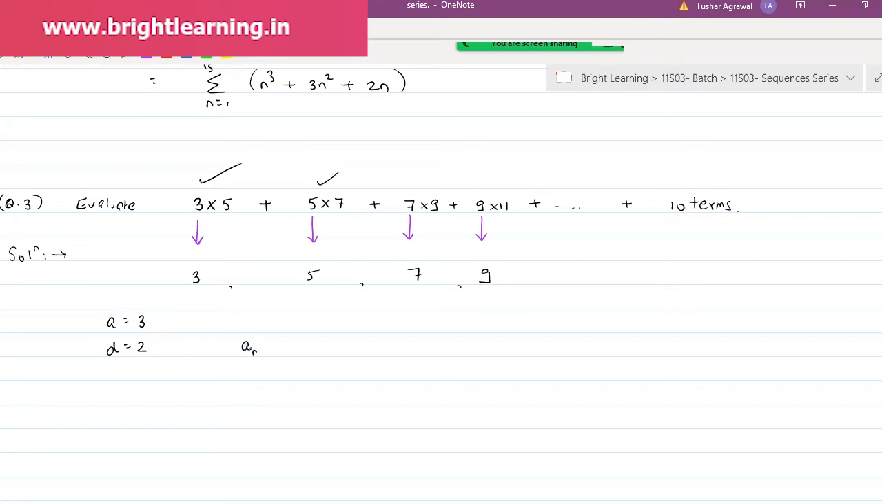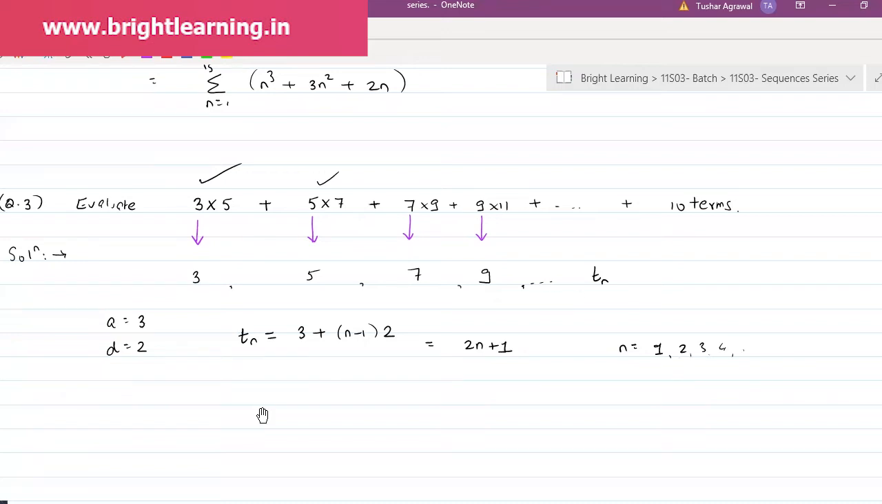So the nth term, let's call it tn, of this arithmetic progression is given by the first term plus n minus 1 into d, that is 2. So the nth term is given by 2n plus 1. These nth terms are 3, 5, 7, 9, 11. Take note that n always varies from 1, 2, 3, 4, 5, 6, that is t1, t2, t3, t4.